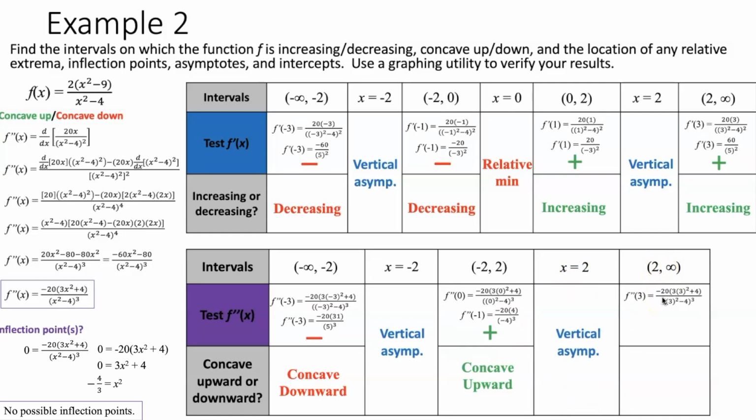this interval now. How about 3? I take 3, plug it in for x in this second derivative, and I simplify. I end up getting negative 20 times 31 over 5 cubed again, which we said was negative. That means that the second derivative of this function on this given interval is negative, meaning f prime of this function on this given interval is decreasing, meaning that this function on this given interval is concave downward.